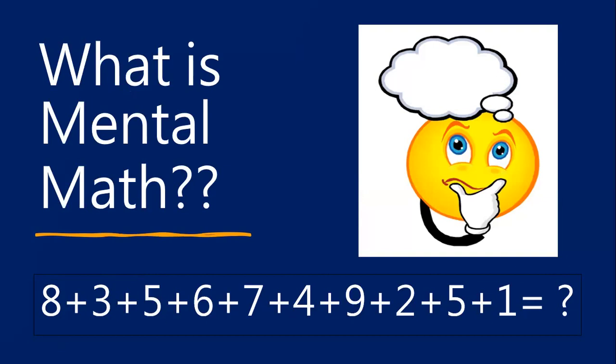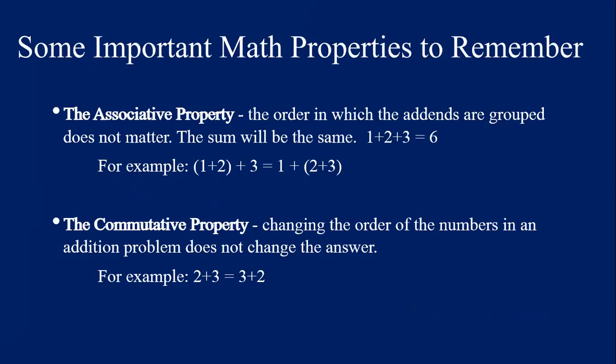Well, if you remember, with mental math, what we're going to be doing is looking at an equation like this one, doing a little calculation in our head, and saying the answer out loud. Now, do you think that you could solve this long 10-digit equation in your head mentally? Yes, no, maybe? Well, at the end of class, we are going to go through this equation together, and you're going to learn how to solve it in your head and be able to begin to solve equations just like this one mentally. Some important math properties to remember before we begin are the associative property and the commutative property.